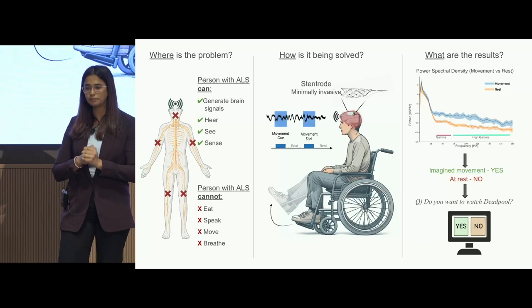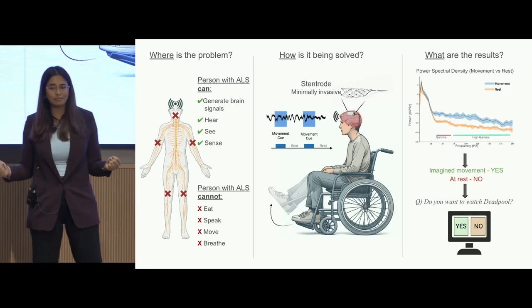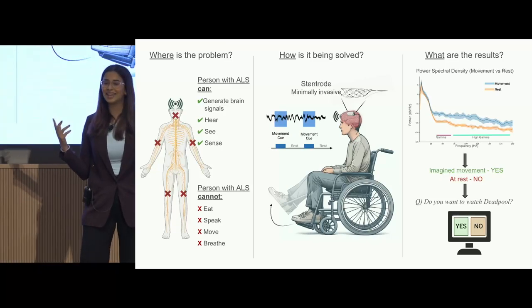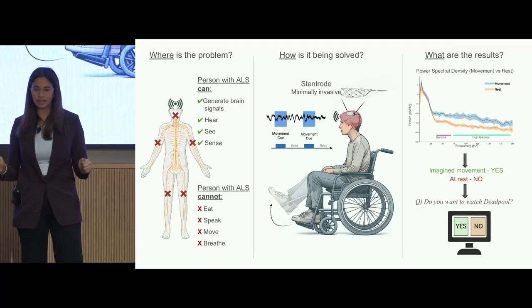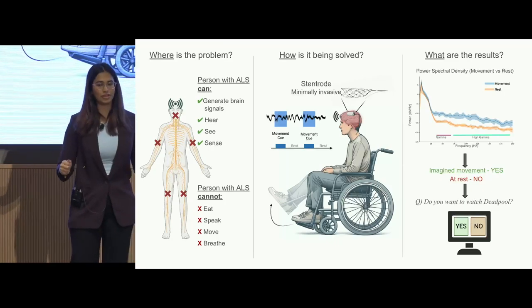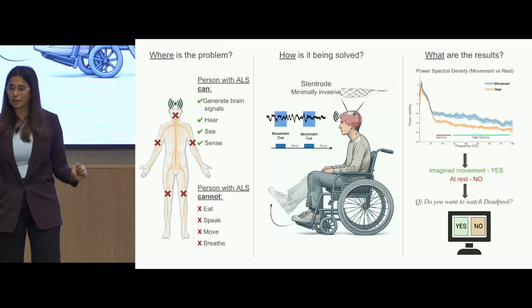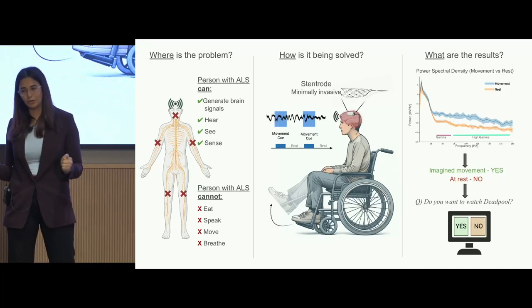So when you ask them a question like, hey, would you like to watch a Deadpool movie? If they want to say yes, they will think about moving a limb. We will see that difference and we will know that their answer is yes. If you don't see any separation, their answer is a no.